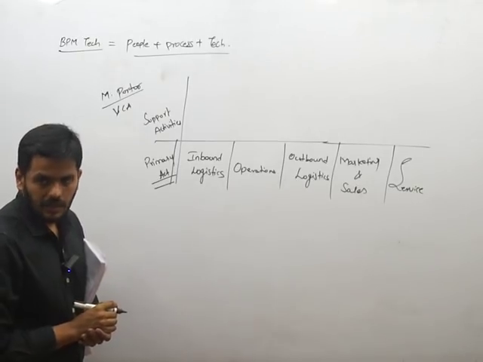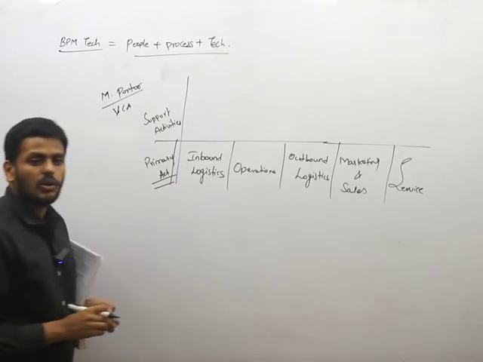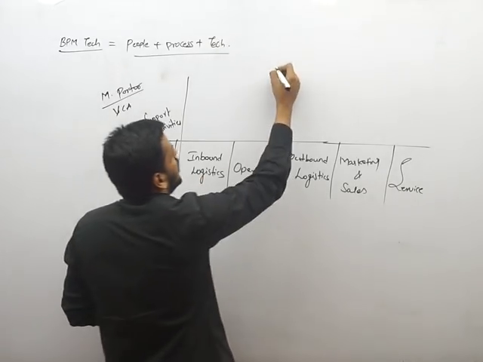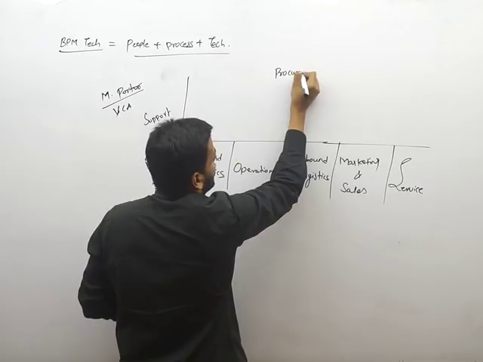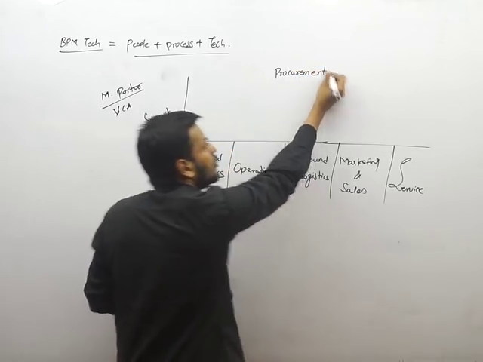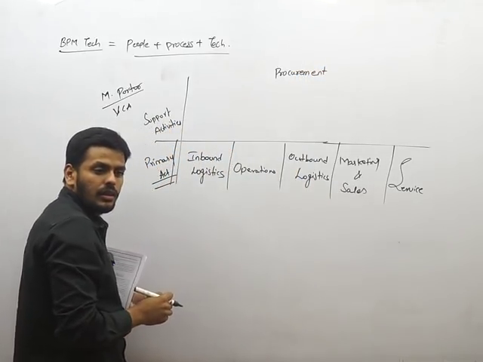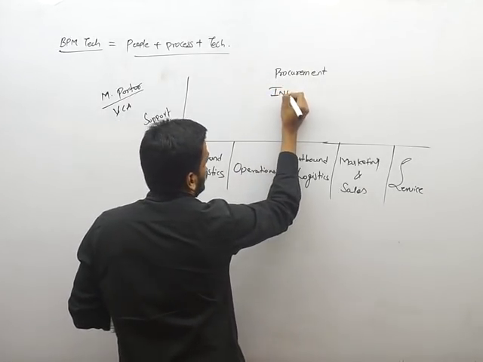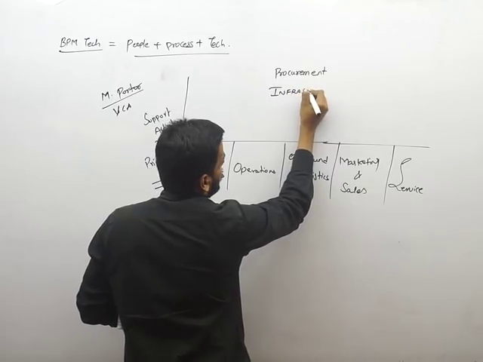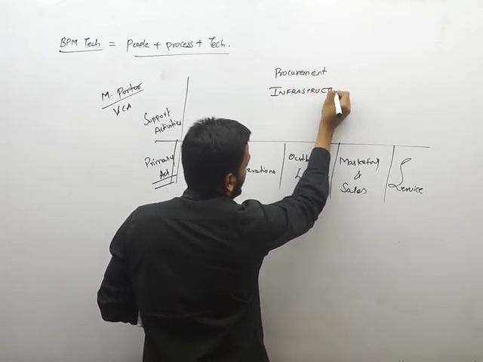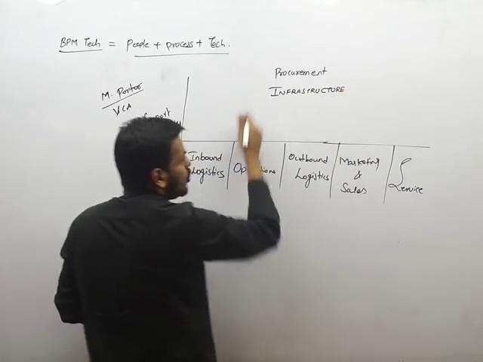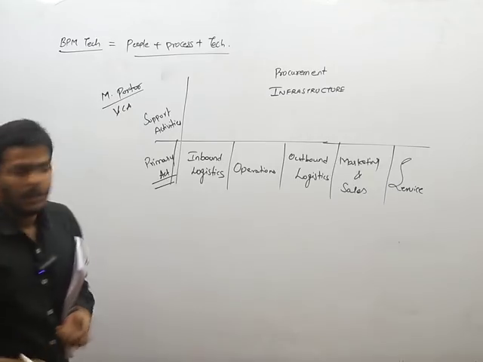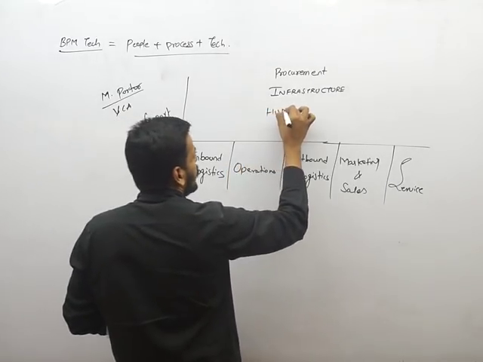To do all this, do you need a procurement team who can get you raw material? They are supporting the starting operation. Guys, should you have machinery to do the operations? So we need some infrastructure. To do all this, procurement and infrastructure are not enough. Do we need people or not? Yes. So we need human resources.